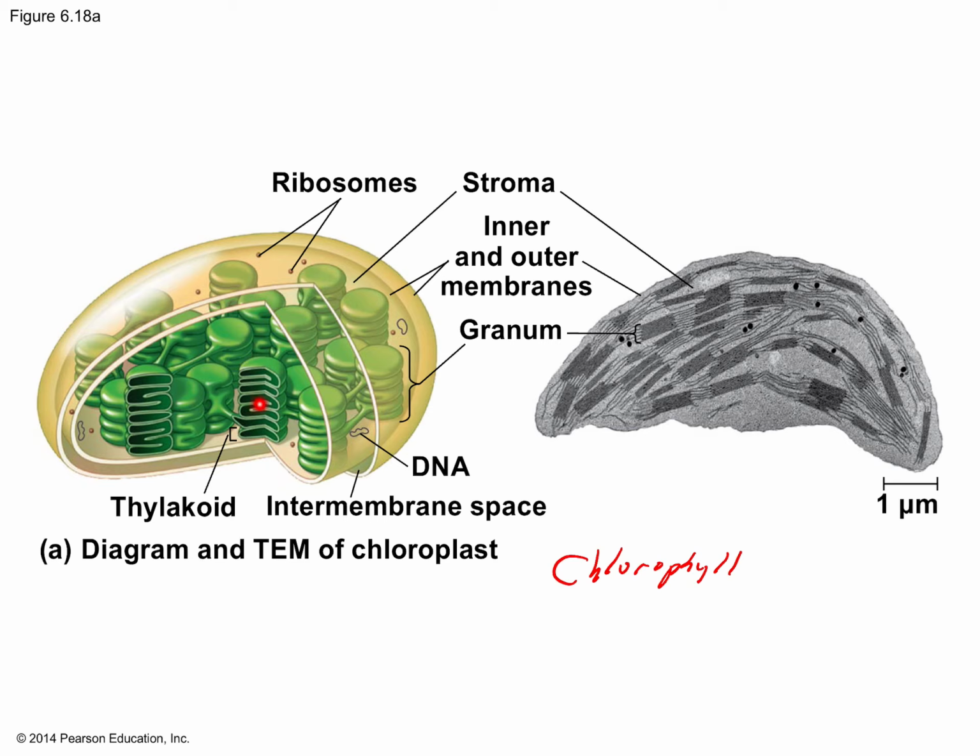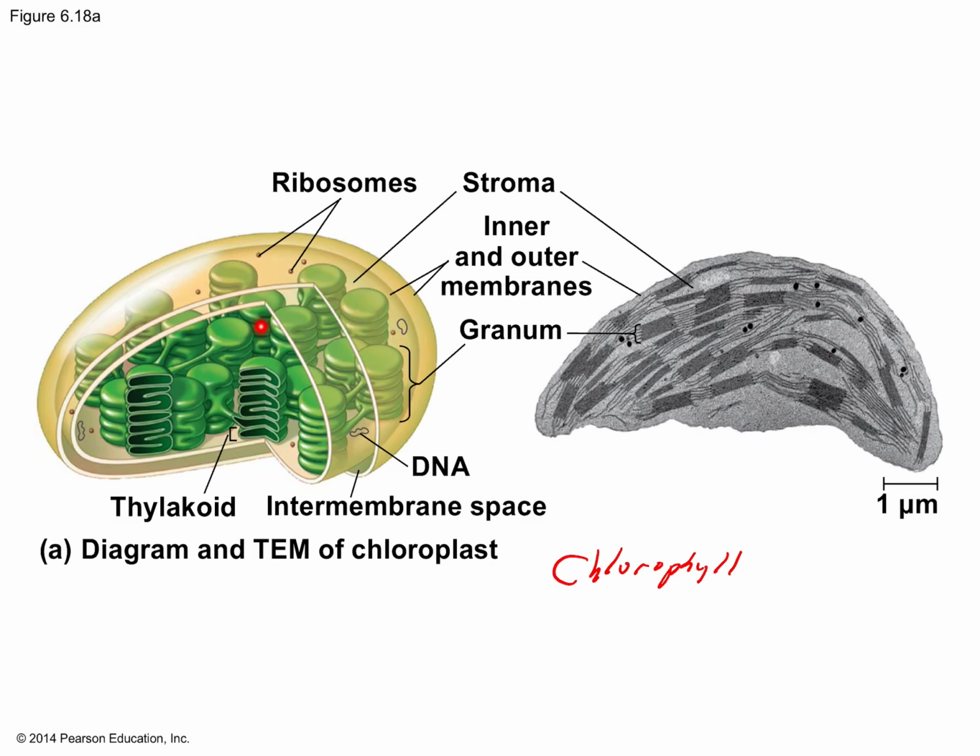Each stack here is called a granum, right? So that's a granum, for example. The individual sort of, quote, plates of a granum are thylakoids. So that's a thylakoid. There's one. If you look inside, they're actually just looped membrane, but from the outside they look like separate structures called thylakoids. This is the thylakoid membrane. That's where the chlorophyll is found. And again, the chlorophyll is what absorbs sunlight and helps to convert it to energy that the cell can use.